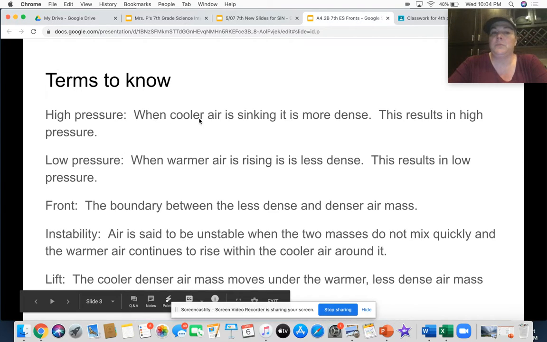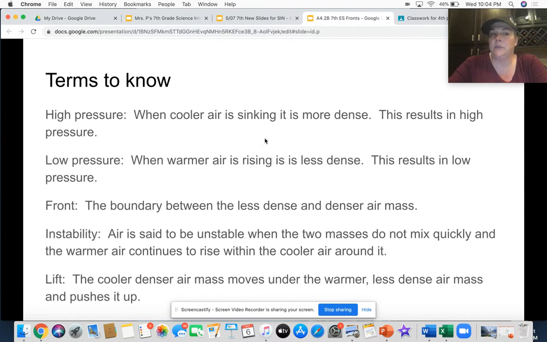High pressure is when the cooler air is sinking. It is more dense, and this results in a higher pressure on us. So when we talk about air pressure, we're talking about atmospheric pressure. All of the air molecules in the air are pushing down on us. It's trapped by gravity, and it's pushing down on us. And in some places where it's cooler air, it's pushing down farther because that air is more dense.